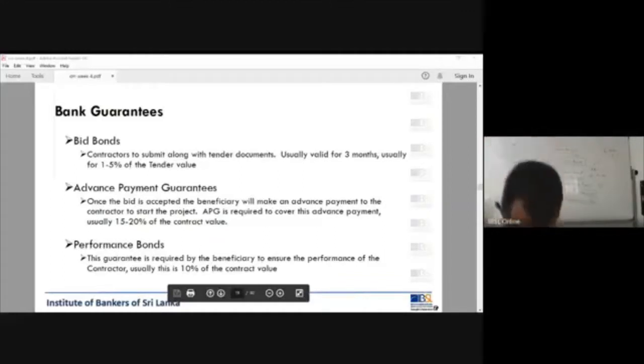Is that clear? Any explanation you want on this? Tender bonds and bid bonds are the same. Advance payment guarantees, performance bonds, retention guarantees, and maintenance guarantees. No questions, so I'm going to the next topic.